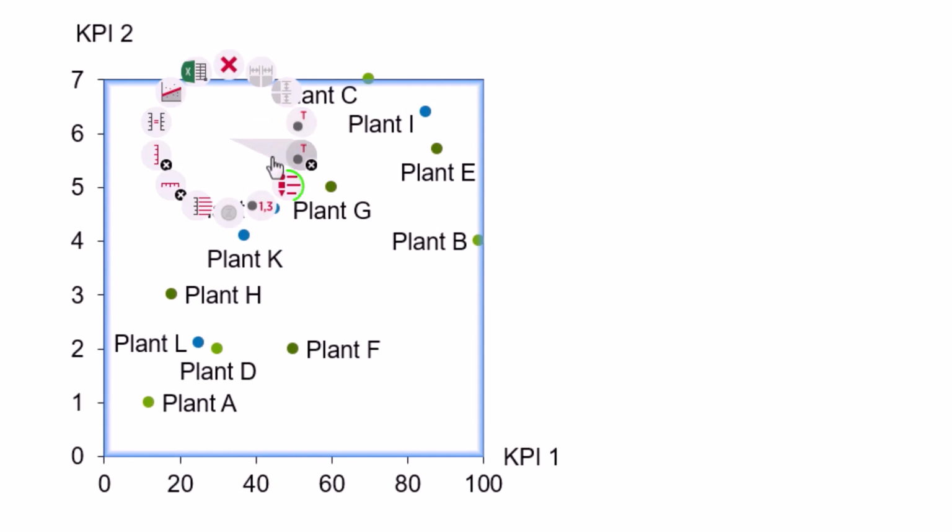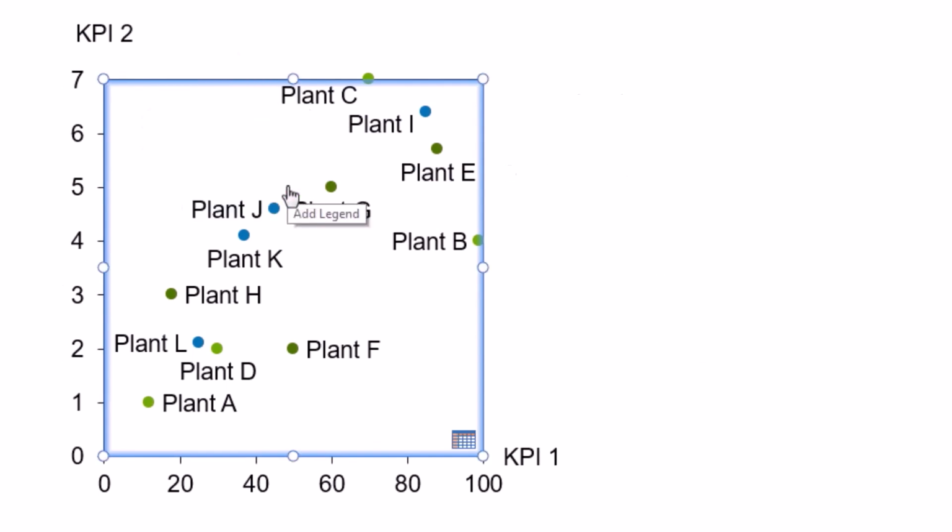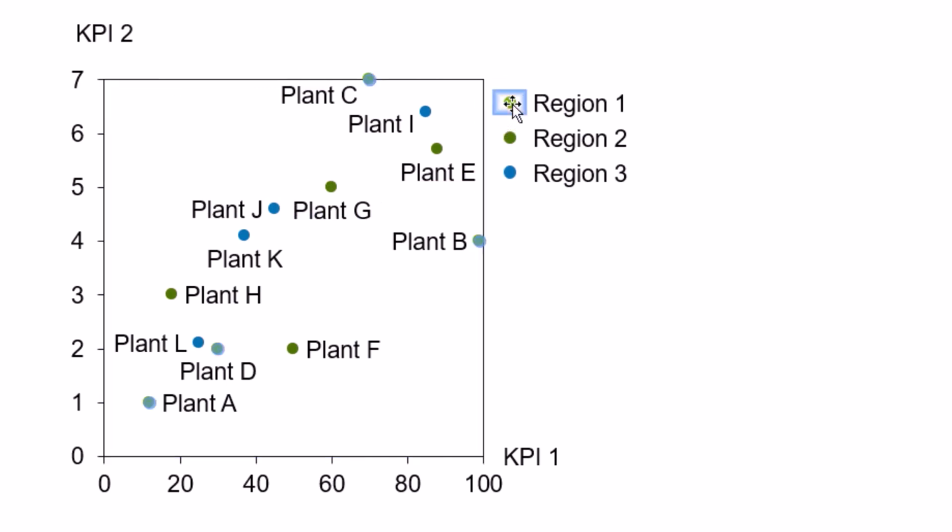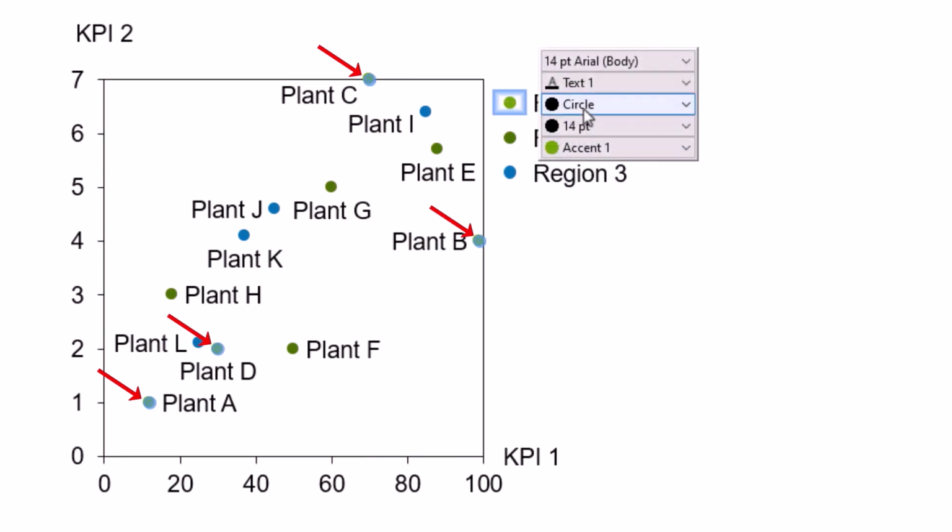Right-click onto the chart and select Add Legend to insert a legend for the different groups. Left-clicking on a data point in the legend will select all data points of that group so that you can, for instance, change the format in the drop-down menu.